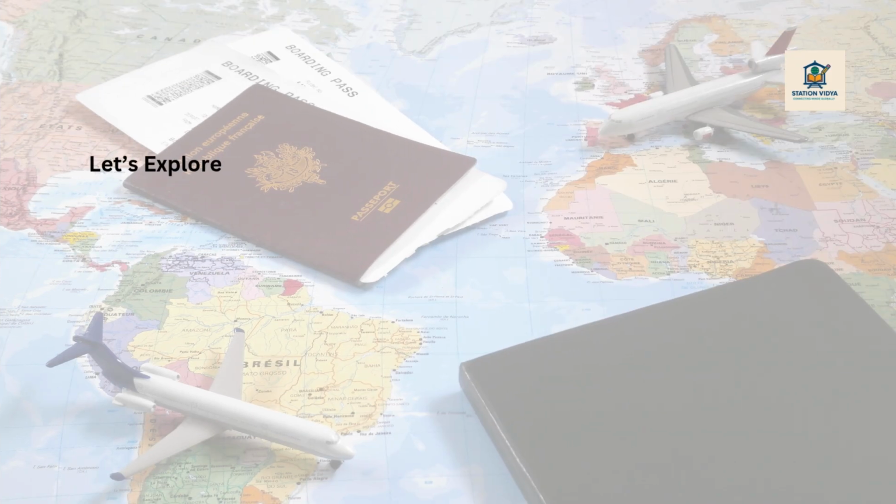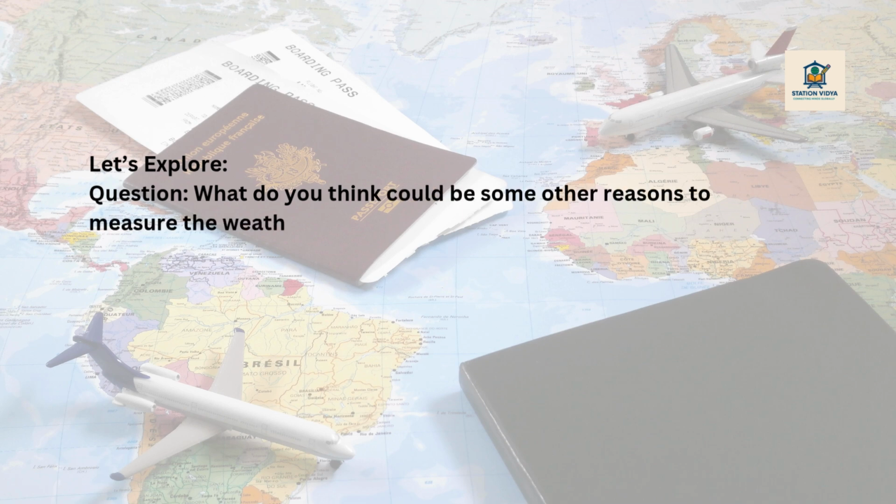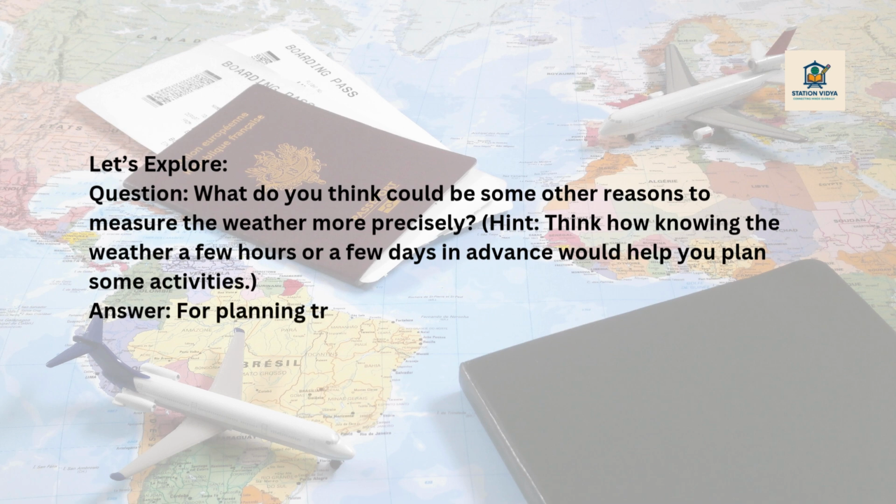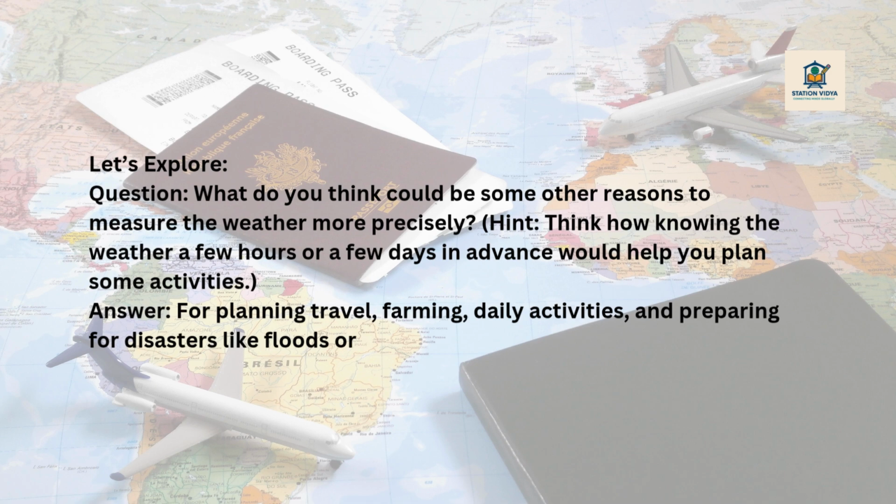Let's explore. Question. What do you think could be some other reasons to measure the weather more precisely? Hint. Think how knowing the weather a few hours or a few days in advance would help you plan some activities. Answer. For planning travel, farming, daily activities, and preparing for disasters like floods or storms.